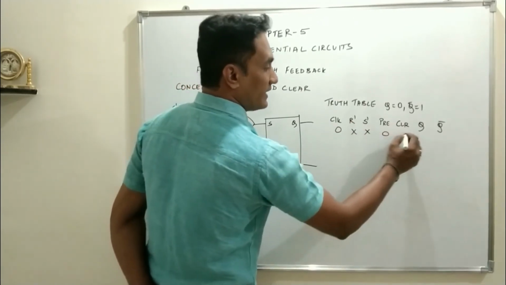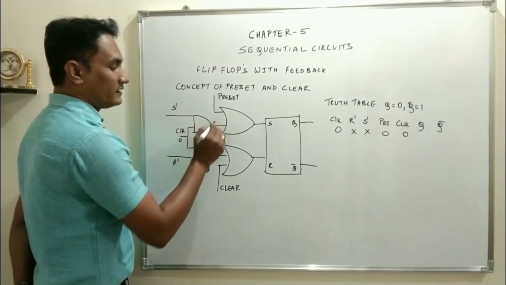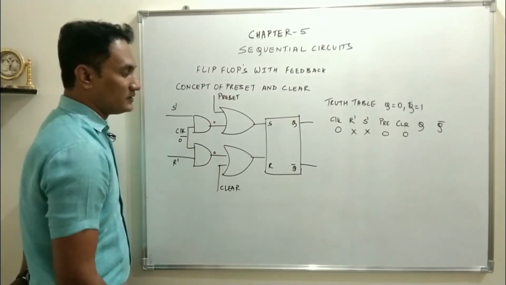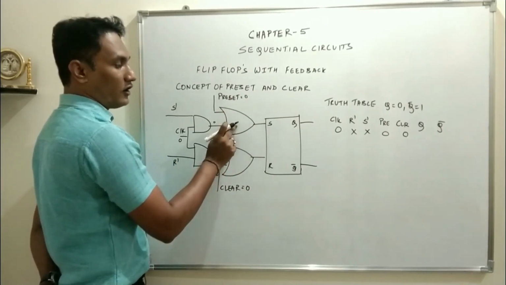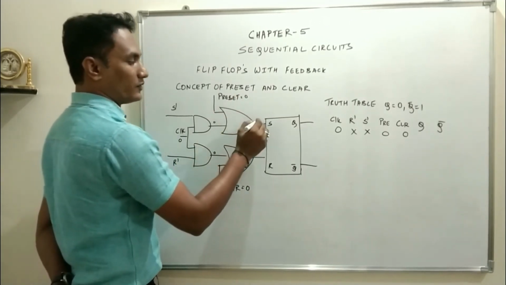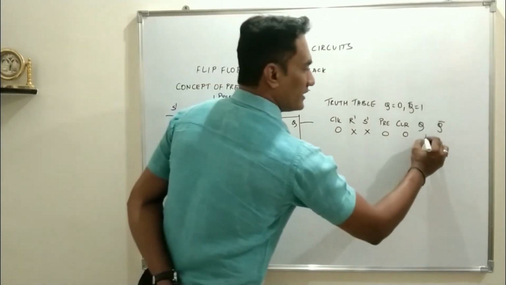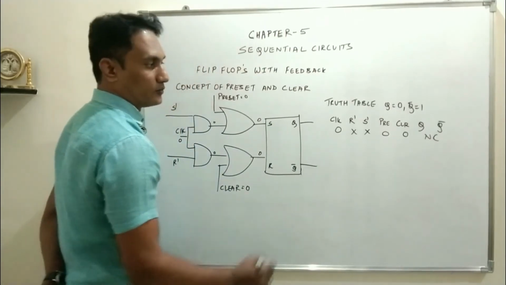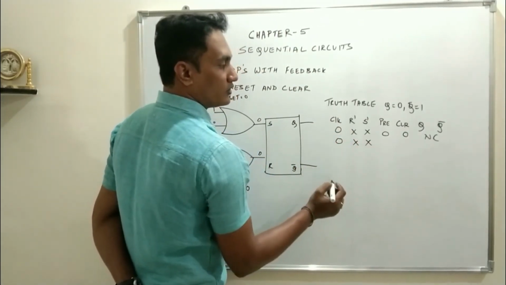Now if preset and clear both are 0, see what happens. When clock is 0, AND gate output of both the AND gates will be 0, and if preset is equal to 0 and clear is equal to 0, for OR gate what is the input? 0 and 0, the output will be 0, 0 and 0, the output will be 0, so S is 0, R is 0, there will be no change in the output condition. Now still clock is 0, we don't care about R dash and S dash.